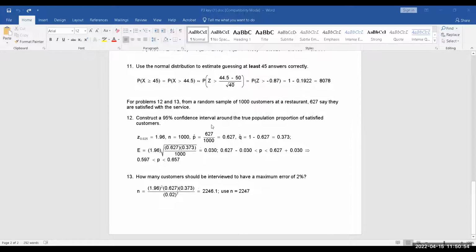Start with, from a random sample of 1,000 customers at a restaurant, 627 say they're happy with the service. Now skip question 12 altogether. Just go to question 13. How many customers should I interview to have a maximum error of 2%? Every part of that quotient would be the same, except you wouldn't have known to use 1.96 unless I somewhere introduced the 95%. Does that make sense?